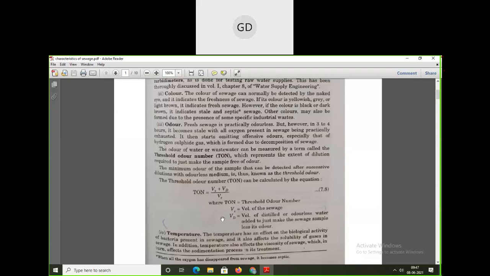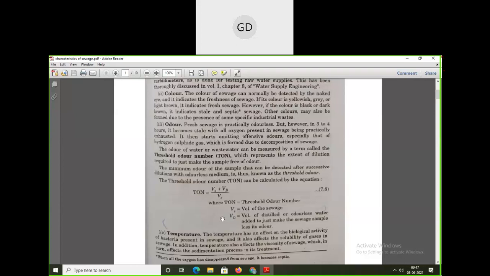How will you measure this odor? There was a term, if you can remember, the threshold odor number, TON. Basically we write it in capital letters in abbreviated form. So that is TON, the threshold odor number. With the help of this term, you can measure the odor of the water or wastewater. This has already been explained to you in your raw water engineering part.